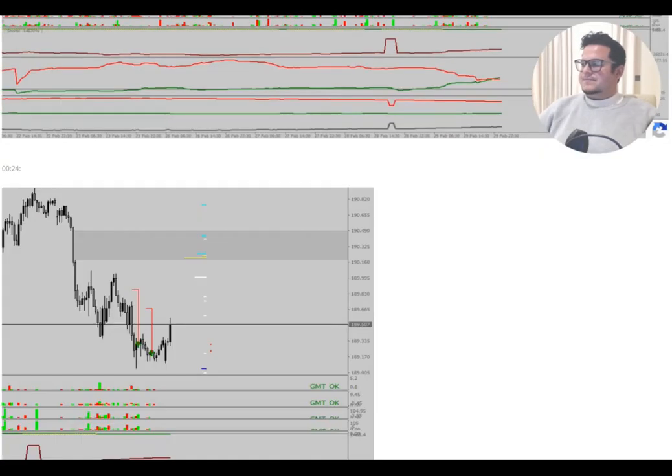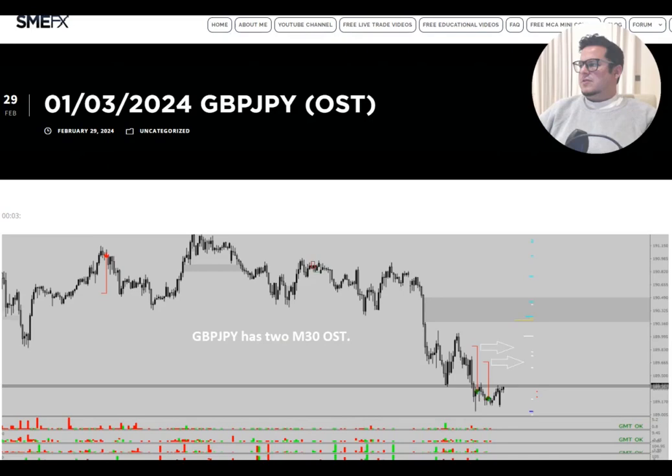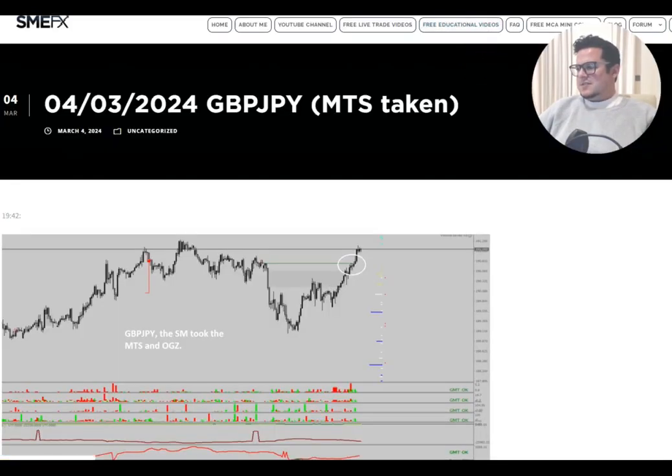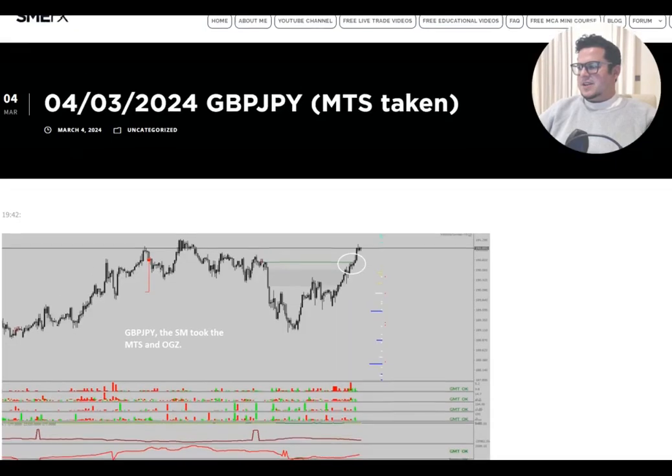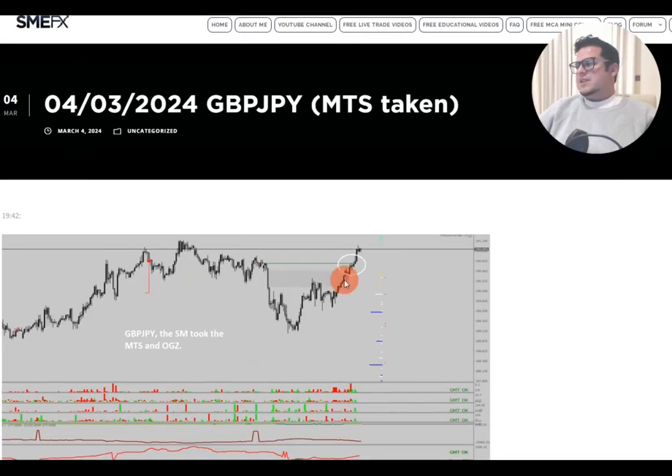Pound yen, so here we had this beautiful option strike target run already on the 1st. And of course, surprise, surprise, a similar thing going on here. So pound yen went down, went up, took the option strike, the order gap zone as well as the medium term stop there.